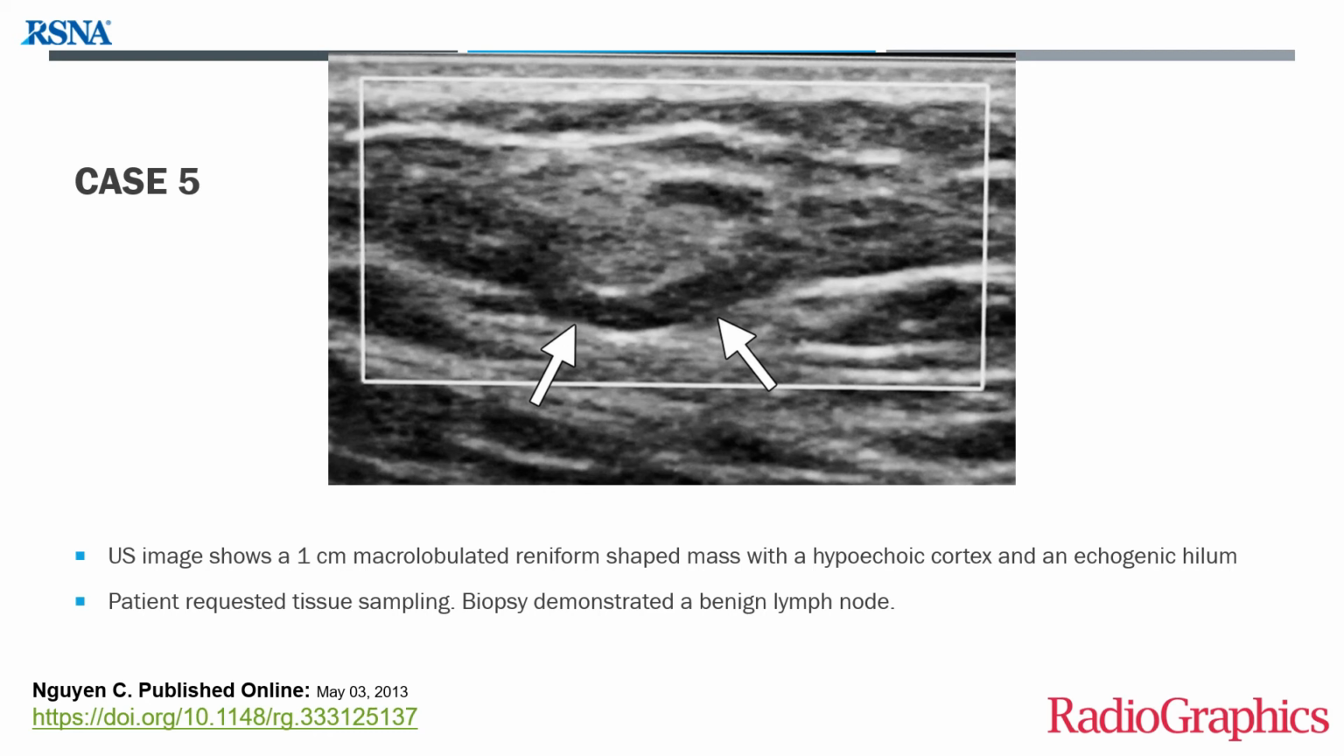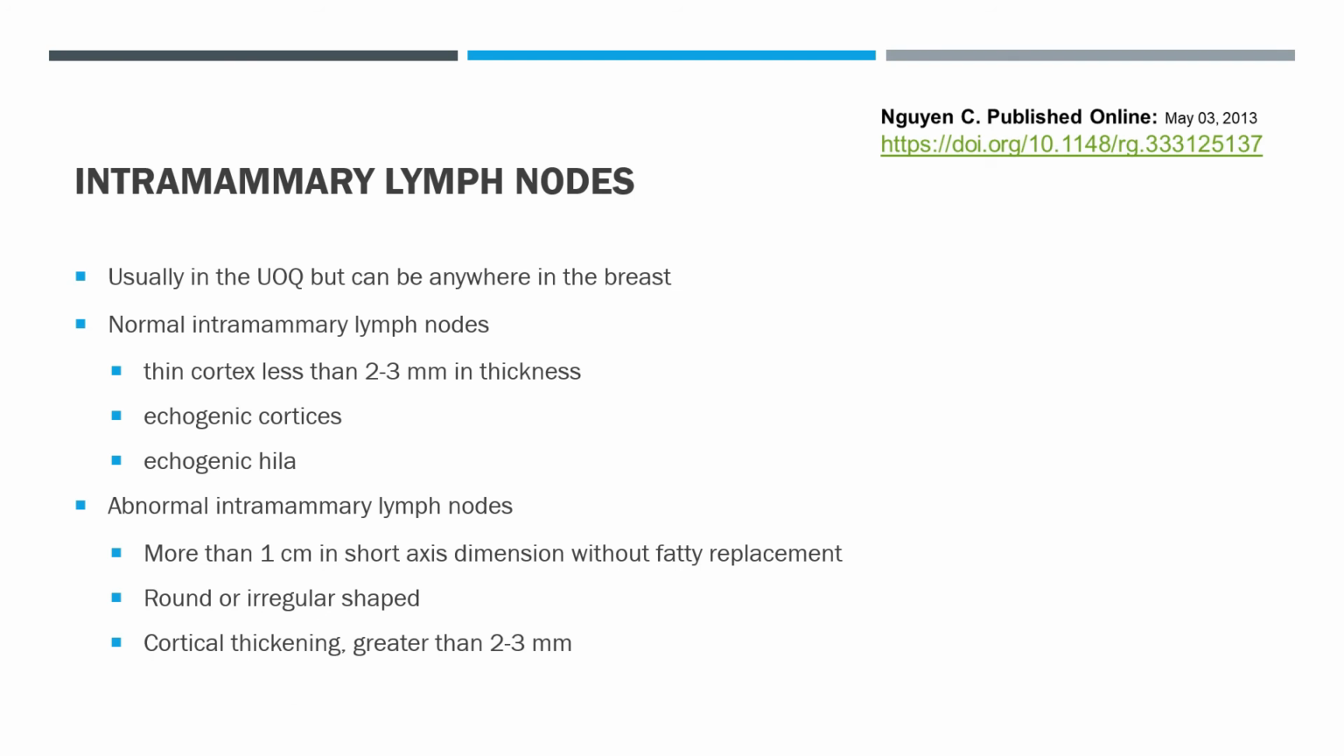benign lymph node. So intramammary lymph nodes can be seen often in the upper outer quadrant, but can be anywhere in the breast. The normal lymph nodes that we see should have a thin echogenic cortex and echogenic hilum. Abnormal intramammary lymph nodes are more than 1 centimeter in short axis dimension and are not fatty appearing. They're typically round or irregular shaped and can have cortical thickening.